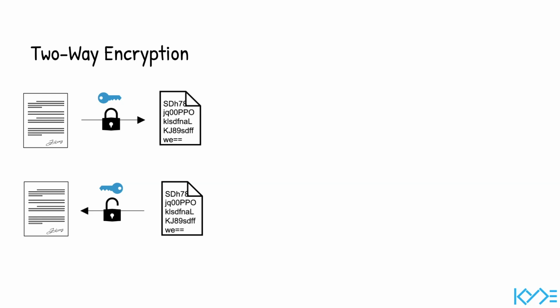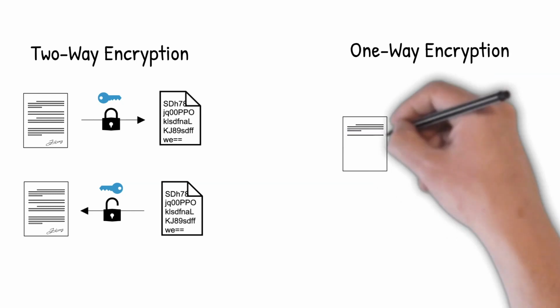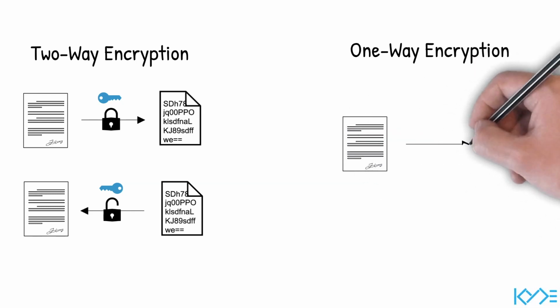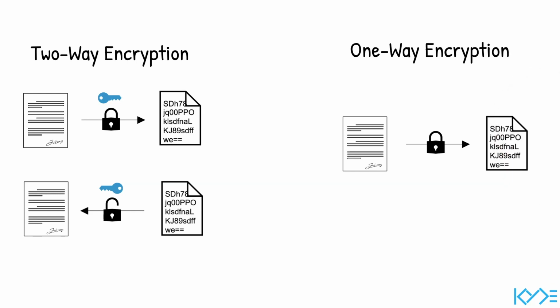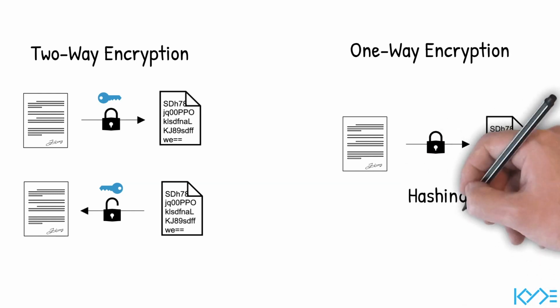So the second type of encryption we're going to talk about is one-way encryption. This method takes information, uses an encryption algorithm to jumble up the text once more into a new encrypted document. But the catch here is that it cannot be translated back into the original information. It stays encrypted. One method we use to do this is called hashing, which will be very important for us when we're trying to protect our users' passwords.